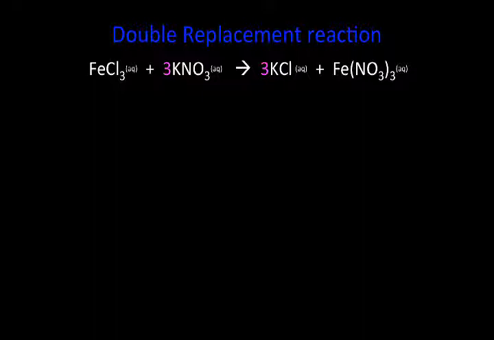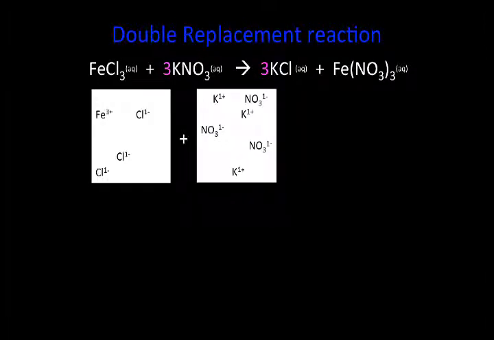And if you look here, we have iron 3 chloride, aqueous, and potassium nitrate, aqueous, mixed together, and it makes potassium chloride and iron 3 nitrate. But if you notice, they're all aqueous. So our iron chloride is dissociated into iron and chloride, and our potassium nitrate is dissociated into the separate potassiums, the three of them, and into the three nitrates.